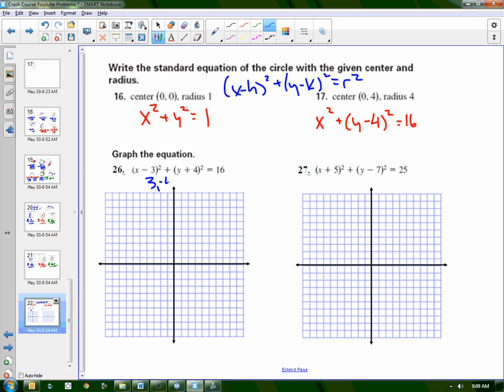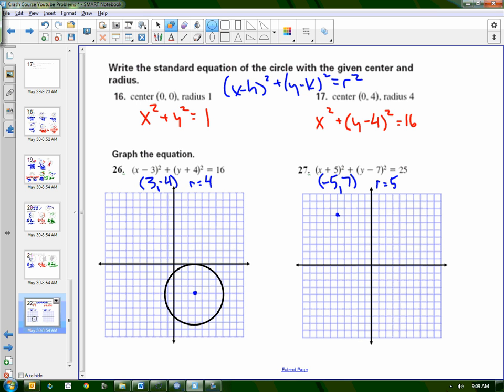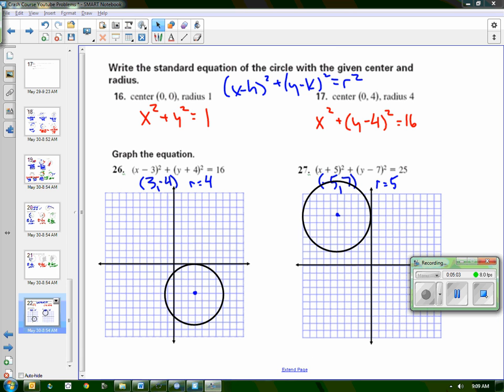It looks like they plugged in 3, negative 4, and the radius would be the square root of 16, which is 4. So if I go to 3, 1, 2, 3, negative 4, 1, 2, 3, 4, and then draw a circle with radius 4, so 1, 2, 3, 4, I'm good. And then if I do the same thing over here, negative 5, positive 7, remember it's supposed to be a minus sign, then r would be the square root of 25, which is 5. I'm going to go to negative 5, positive 7, and I'm going to draw a circle with radius 5. So 1, 2, 3, 4, 5, and that's it. That's all of geometry in about 2 days.